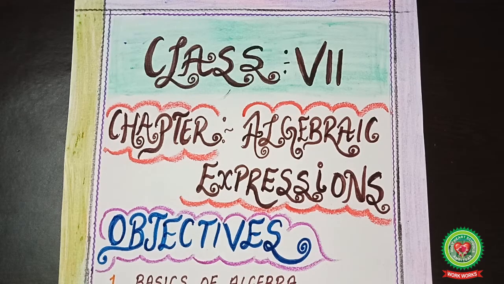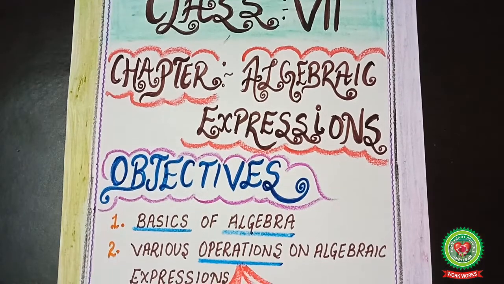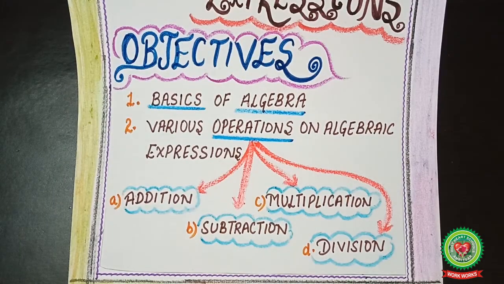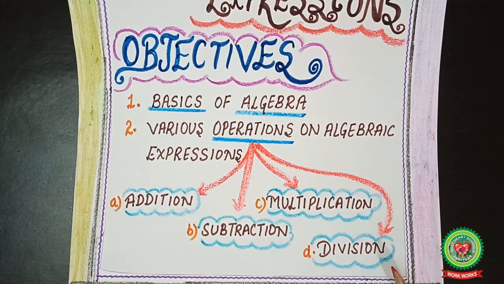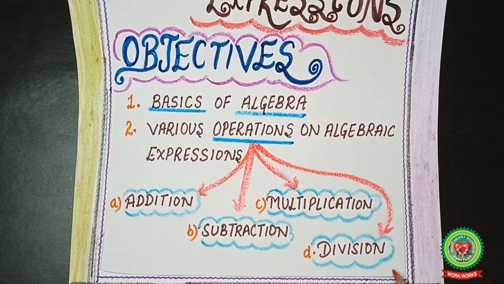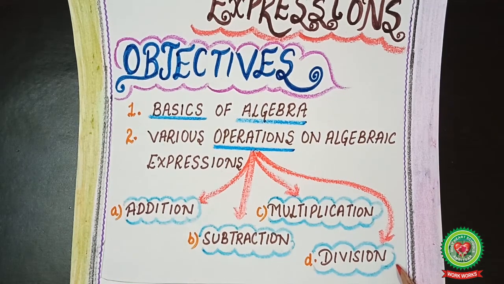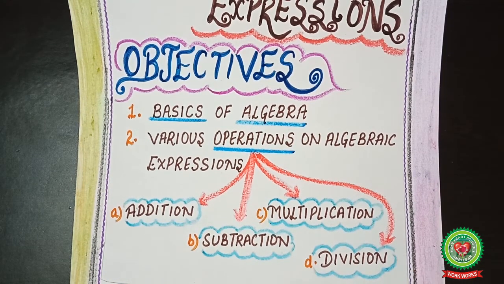Students, in this chapter on algebraic expressions, we have already discussed the basics of algebra and the three operations, that is addition, subtraction and multiplication on various algebraic expressions. And in the last video, we had discussed the division of monomial by monomial expression. So today's video is going to be about the division of binomial as well as trinomial expressions by monomial expression.